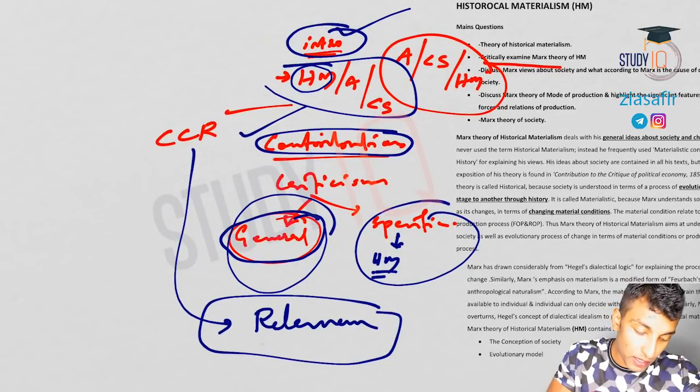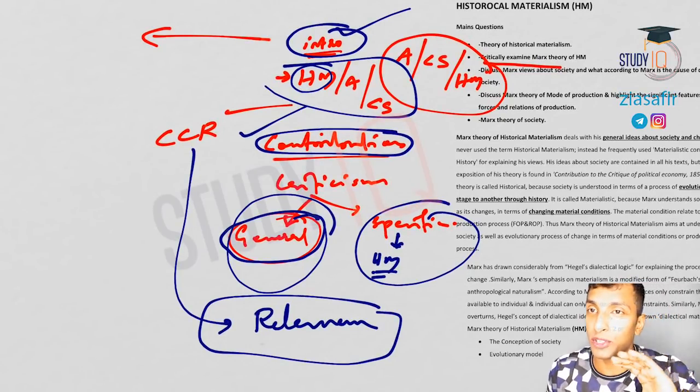Now how many sessions can you predict here? This introductory part is over, that is Marx's idea about society and change. Yesterday I took one complete session on that, and you will get a very good introduction. I've given you around 400-500 words, but 40-50 words maximum you need to write in your answer. Okay, so introduction is done.